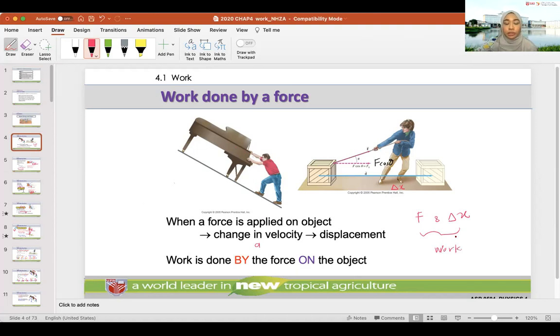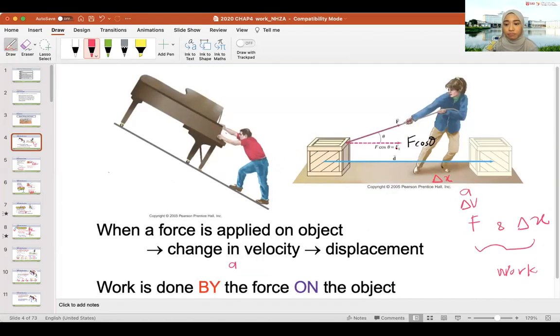Okay, kena ada dua komponen ni. Kalau you only have one of each, if you have only one of it, then it won't become work done. Okay, so kena ada, when you have force, there will be a change in velocity ataupun you will have acceleration lah. Okay, this is the condition. And displacement ni, displacement je lah, displacement biasa. Okay, so now, let's take a look at this diagram.